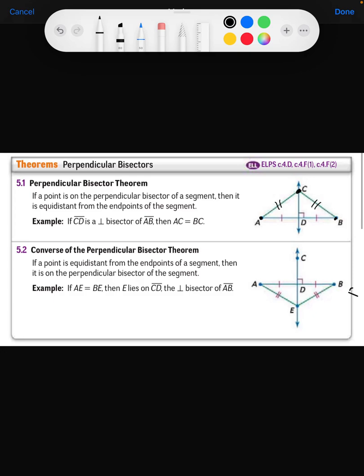Conversely, if a point is equidistant from the endpoints of a segment, then it is on the perpendicular bisector of the segment. So in this case, we know that AE and BE are equal to each other. So we can say that this point, E, lies on the perpendicular bisector of AB.